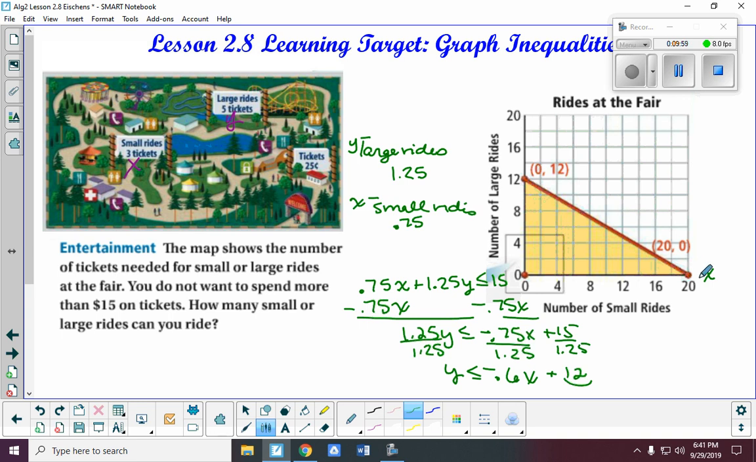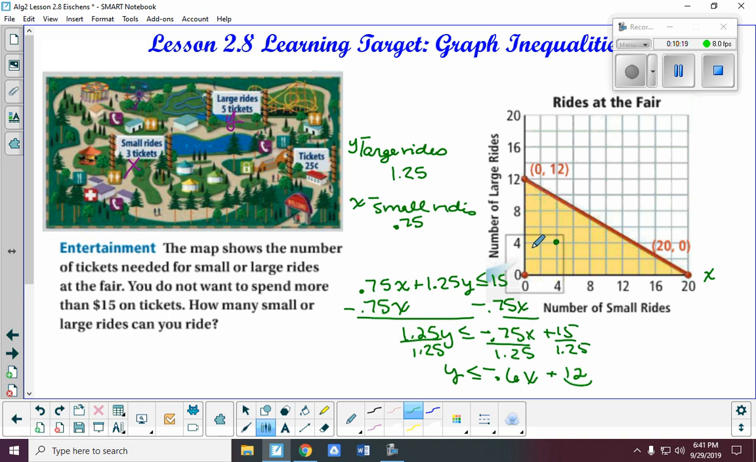And then to shade it, y is less than the y-intercept, so this side is shaded. So now what we've done here with this problem is we've shaded everything that will work, all the combinations where we would be spending less than 15. So for example, 4, 4 would work there.